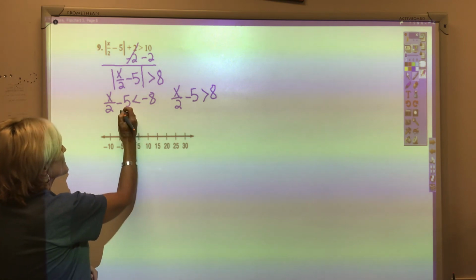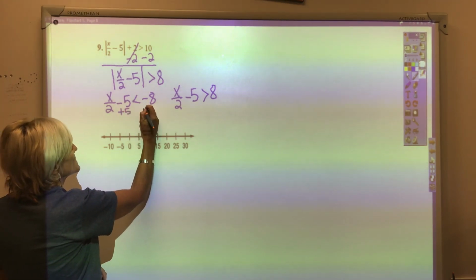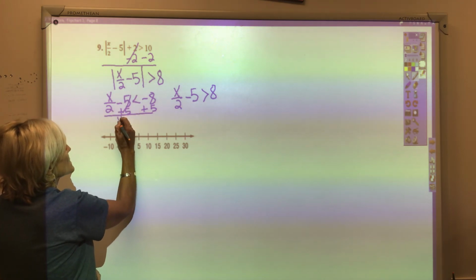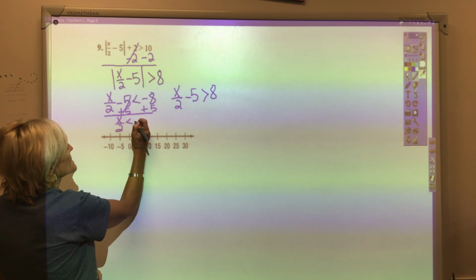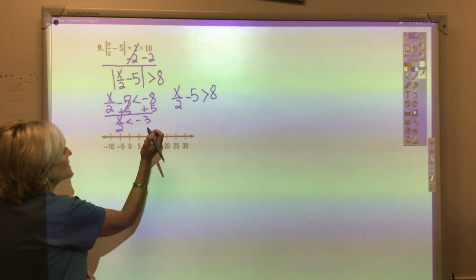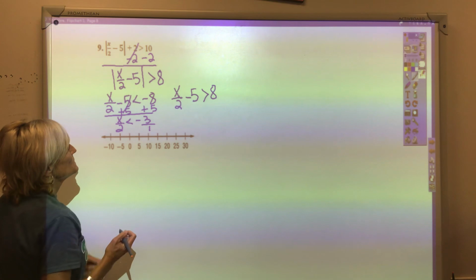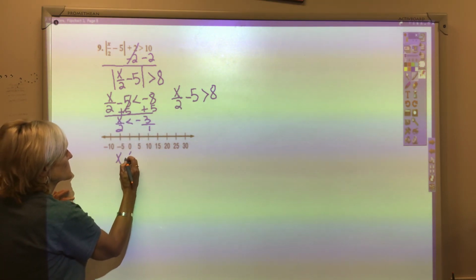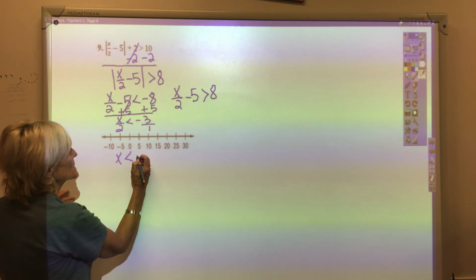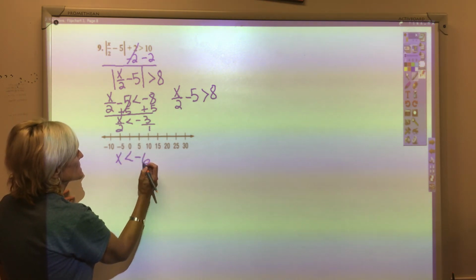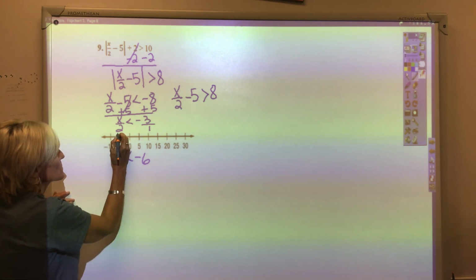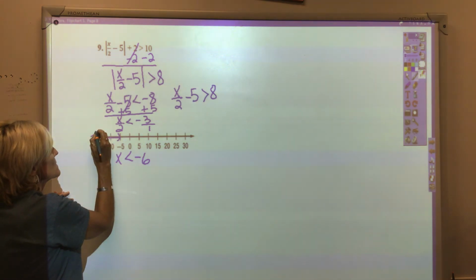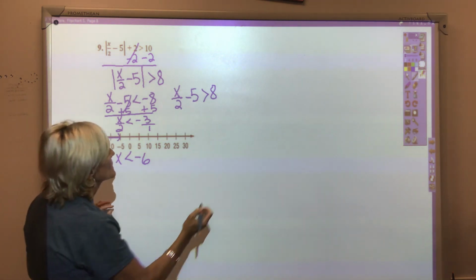So I'm going to start by adding 5 to both sides. X over 2 is less than negative 3. I'm going to put a 1 underneath here. I'm sorry, I'm out of room. 1 times x is less than 2 times negative 3, which would be negative 6. Less than negative 6 is going to be a parenthesis towards negative infinity, parenthesis.